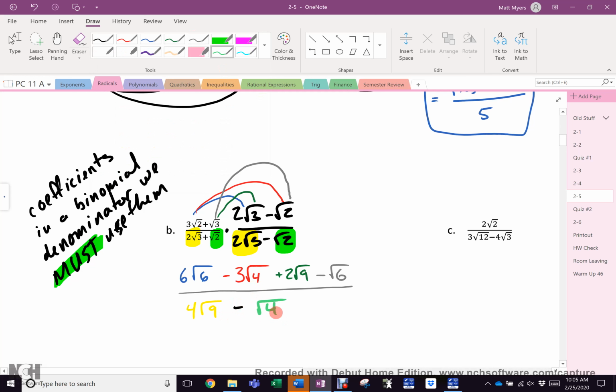Right? And now I just simplify. I got 6 root 6's there, and I'm taking away 1 root 6 there. How many root 6's are left? Really? No, don't be silent now. I have 6 and I'm taking away 1. How many are left?